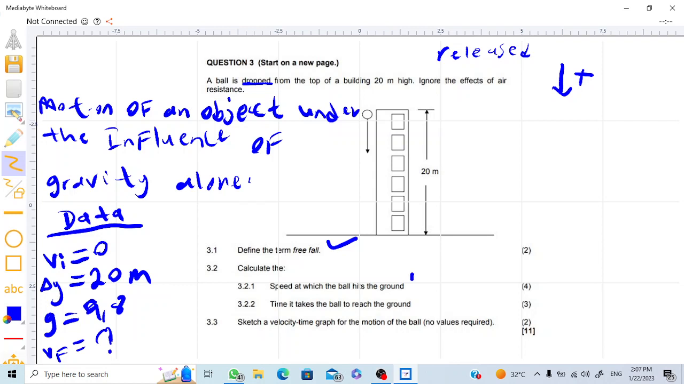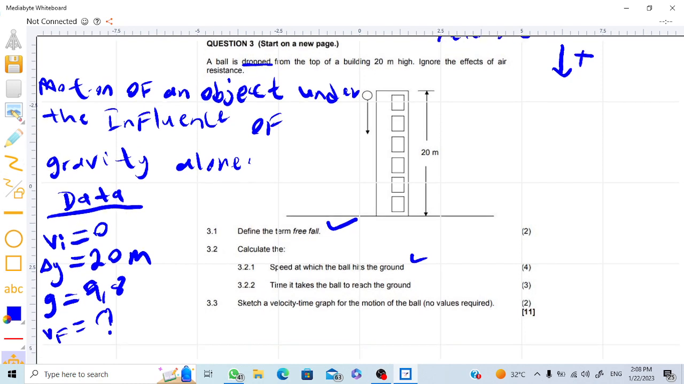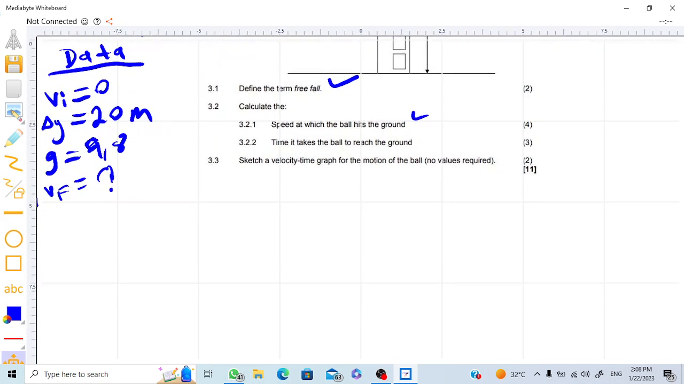That's what we should be calculating. Okay, now let me move, and now we can start with our calculation. Okay, the speed at which the ball hits the ground.